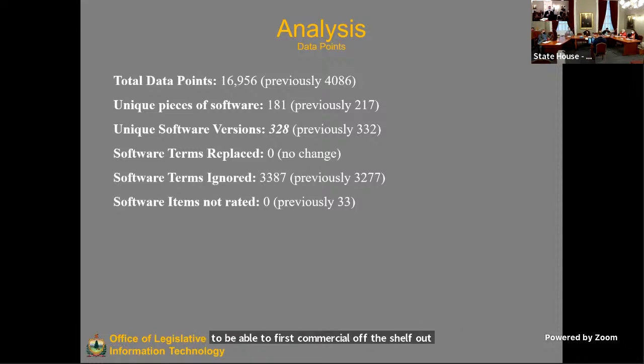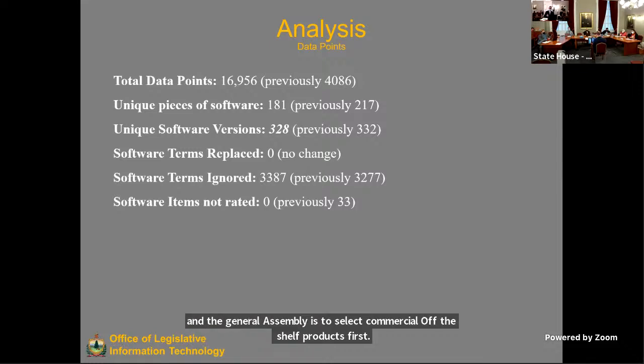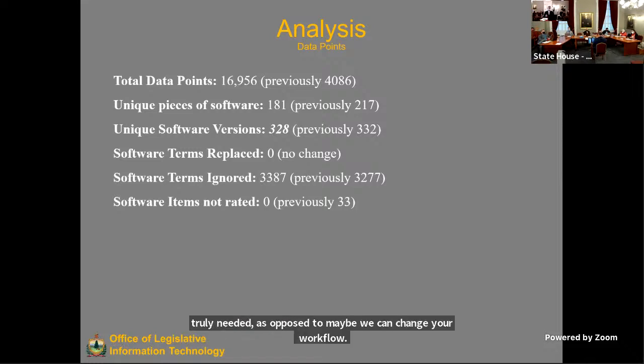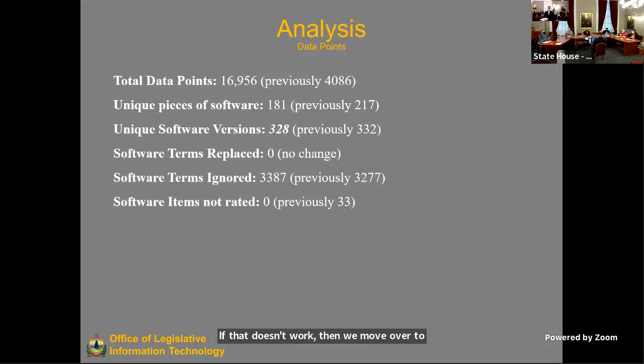Our goal, anytime we're selecting applications to serve a need in the General Assembly, is to select commercial off the shelf products first, even if they don't meet 100% of our requirements. We'll stop and look at those requirements to make sure that they're truly needed, as opposed to maybe we could change a workflow to adapt to the product. If that doesn't work, then we move over to the custom side, or we look at a supplemental system. But really try to stay with commercial off-the-shelf products for the support, the stability of the product, and being able, again, to troubleshoot it consistently.